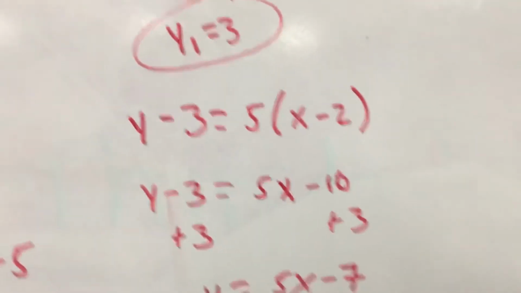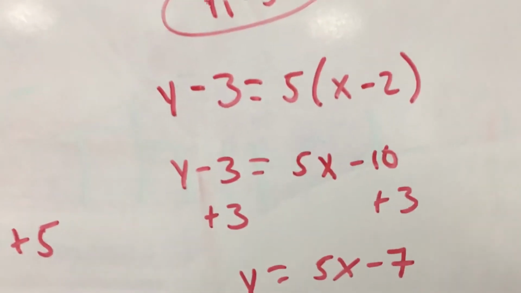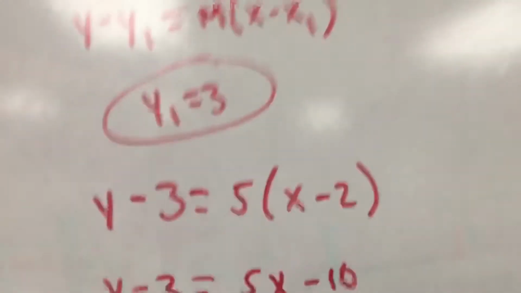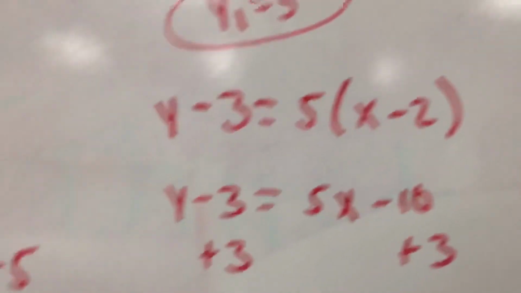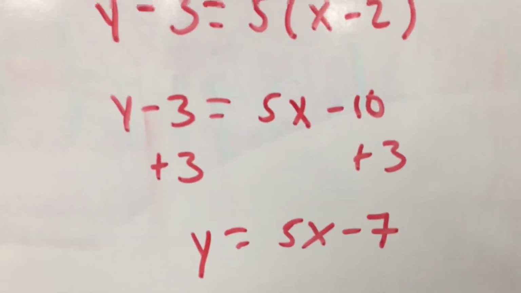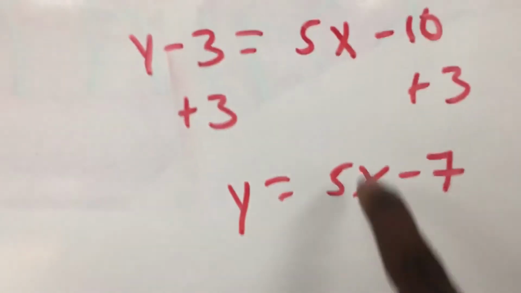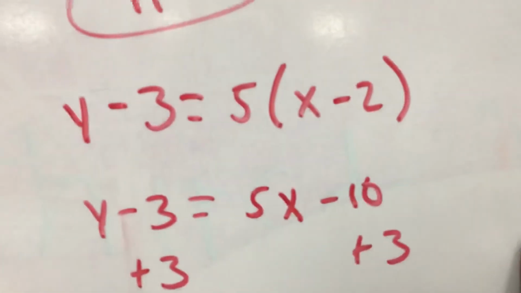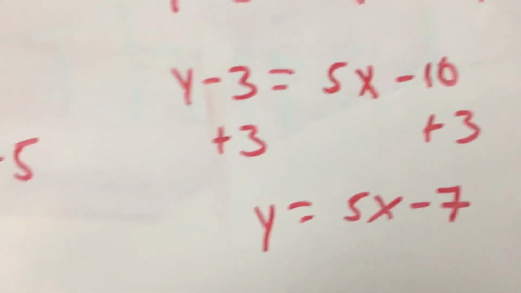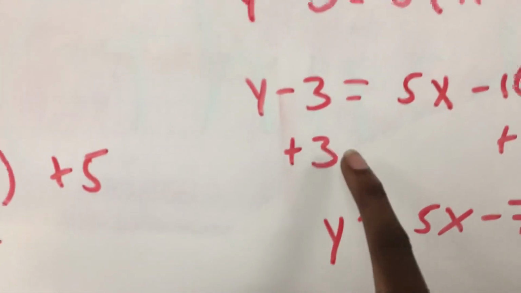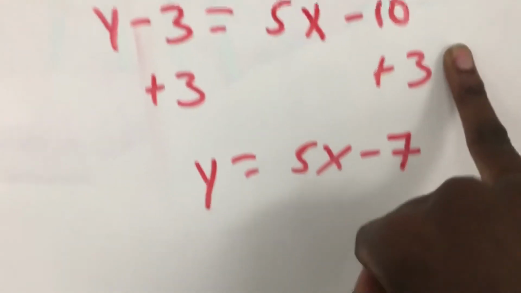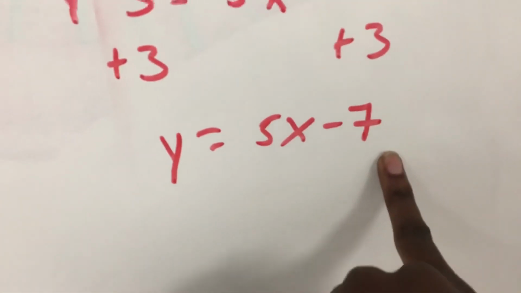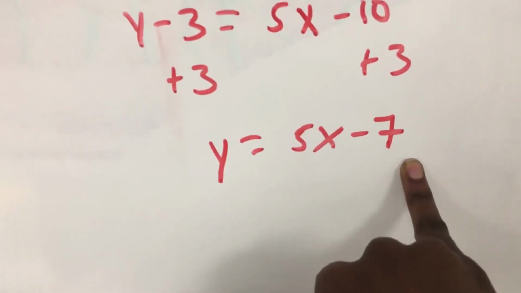Once again, you come back to the formula y minus y1. You plug in your y1. You plug in your x from your coordinates. And that's where you distribute. Once again, you get 5x minus 10. And you add the 3 to this equation right here. And you're left with y equals 5x plus 7.